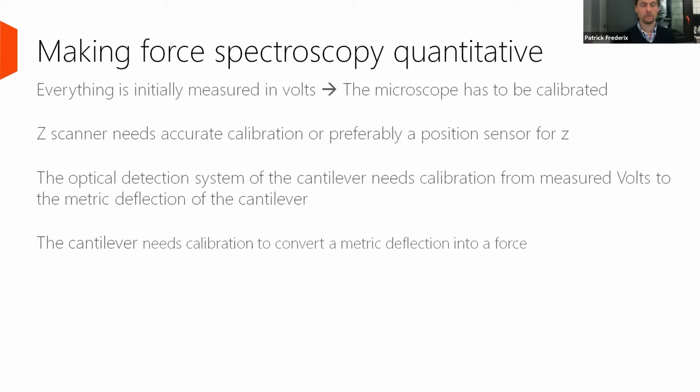Then you also want to be able to quantify the bending of the cantilever into a force. And that means your optical detection system needs to be calibrated to go from volts to a metric deflection. And this calibration depends on the cantilever. Particularly the length of the cantilever plays an important role, but also where exactly you focus the laser on the cantilever. So this is a calibration you need to do every time before an experiment.